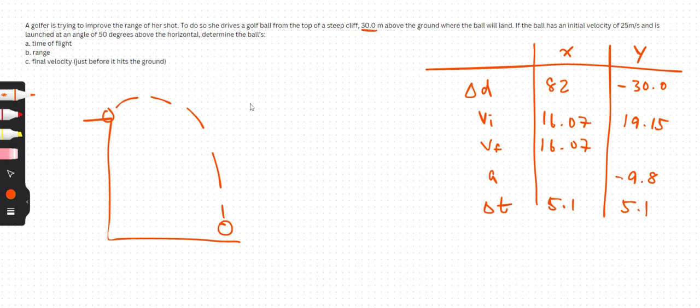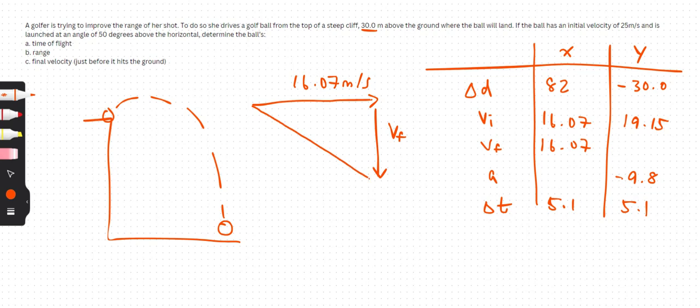So again, in the x component, it's going to be traveling straight with 16.07 meters per second. And what we really need to calculate is this, the final velocity in the y direction. And what it's asking for is this, the total final velocity of the x and y components, and you also need to get the angle here, since velocity needs the number and the direction, and we can describe the direction with the angle.